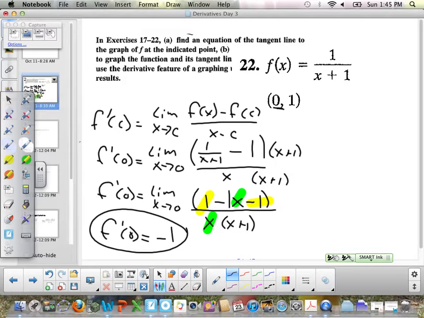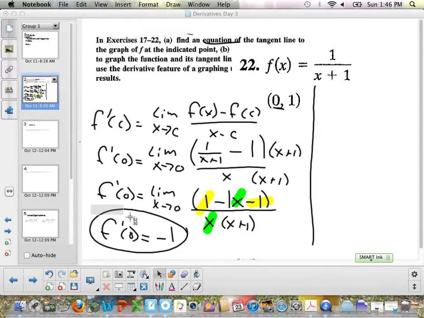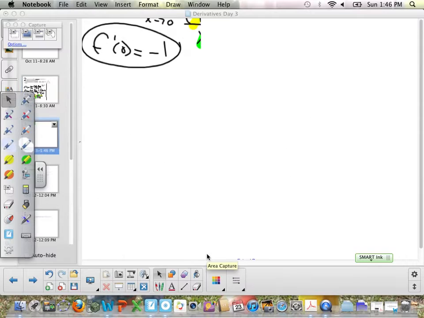Now we want to find an equation of the tangent line. An equation of the line, the best way to do this is to use what's called point slope form. y minus y sub 0 equals slope times x minus x sub 0. Let's do this on a clean page. I'm going to copy my slope over. My point is 0, 1.